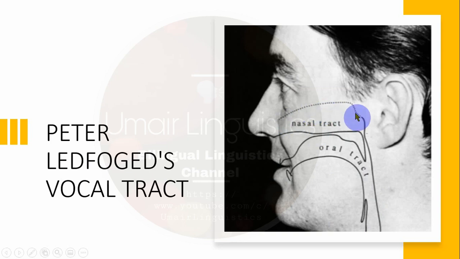So the nasal tract has been pointed out through dotted lines, and the reason is that we have some soft tissues here that divide our nasal tract. So sometimes we cannot say surely that it starts just here or here, therefore we show it with a dotted line.